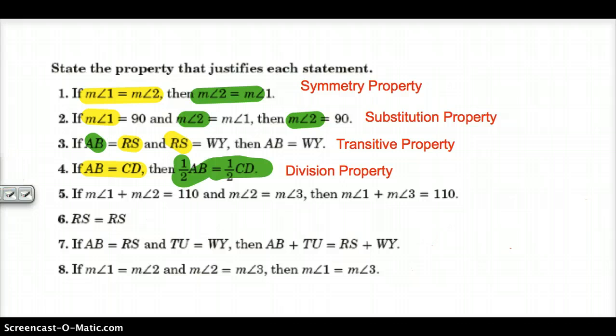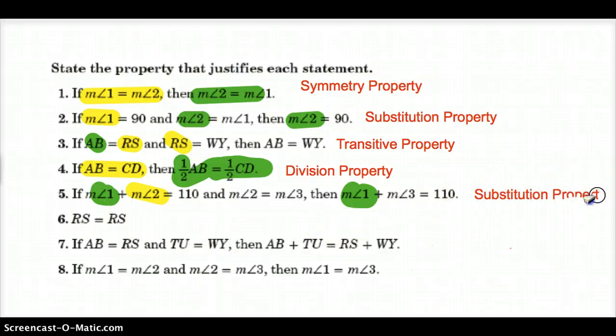In number 5, you've got the measure of 1 plus the measure of 2 is 110, and 2 is equal to 3. So do you see here then? Here's 1, and there's 1. And then instead of 2, they're putting 3 in its place here because 2 and 3 are the same thing. So when you are putting it in the place of something, that is called a substitution property.